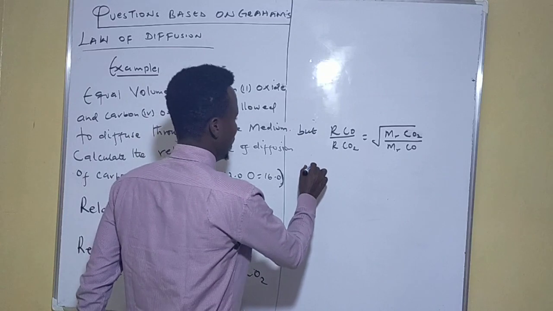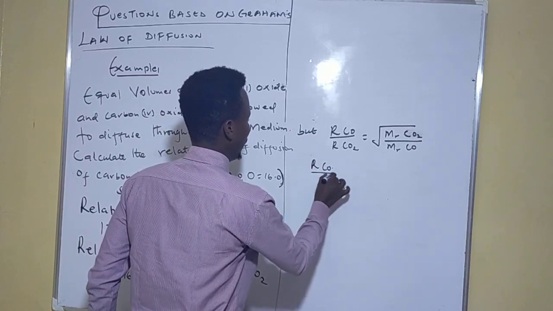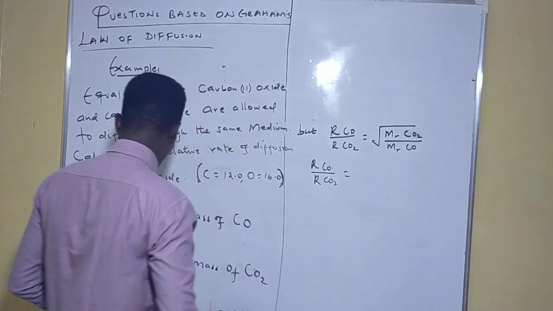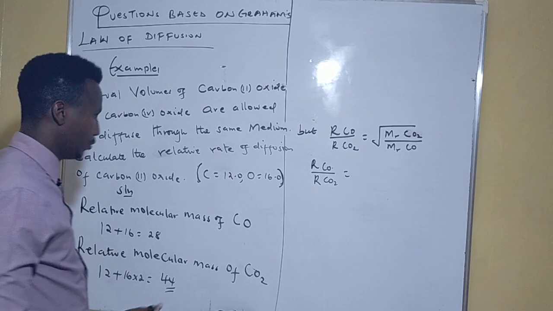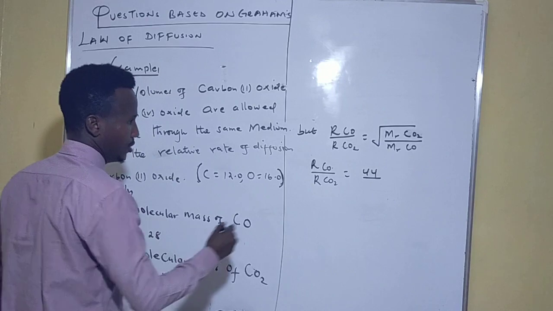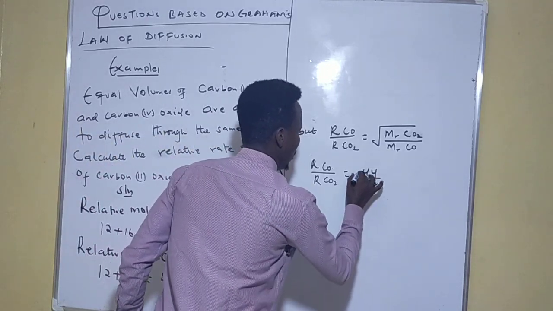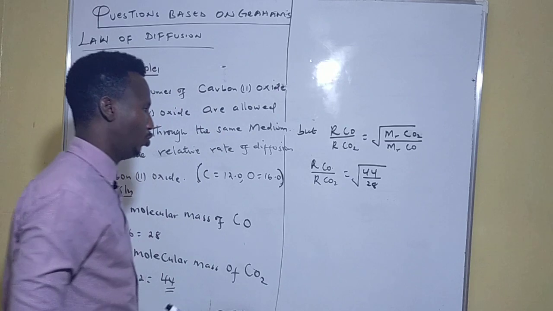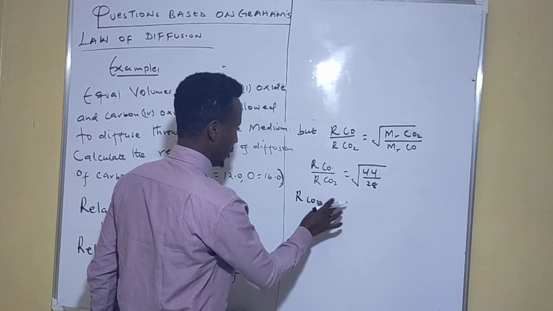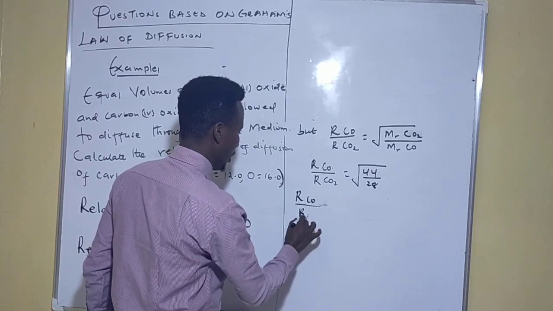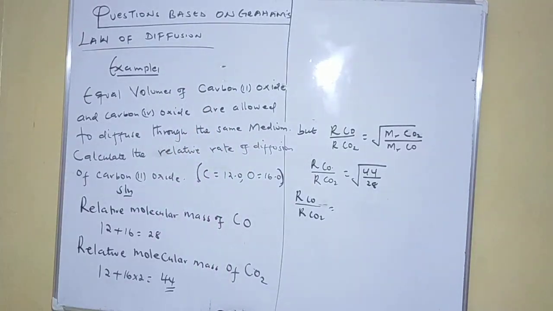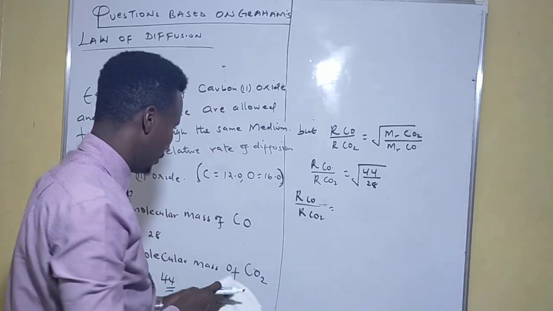So here, this is what we have. We are going to say the rate of CO divided by the rate of CO2 is equal to the root of the relative molecular mass of carbon dioxide, 44, divided by the other one, 28, all under the root. So the rate of carbon monoxide divided by the rate of carbon dioxide is equal to, then you must have your calculator. Don't forget.